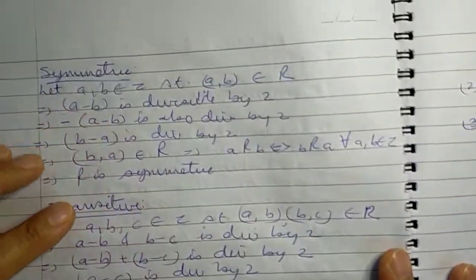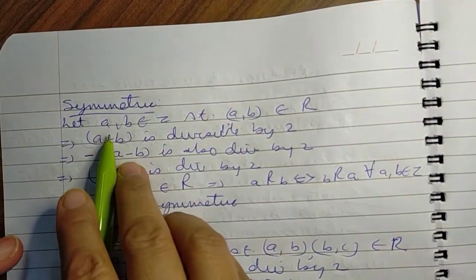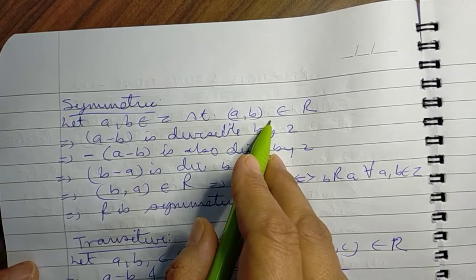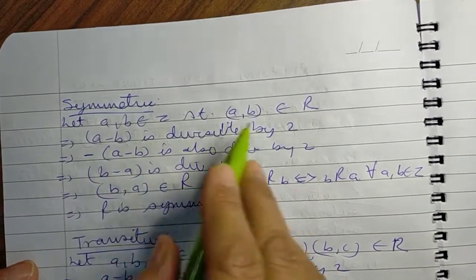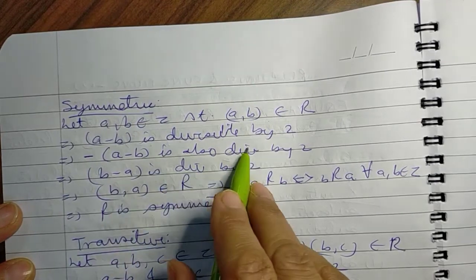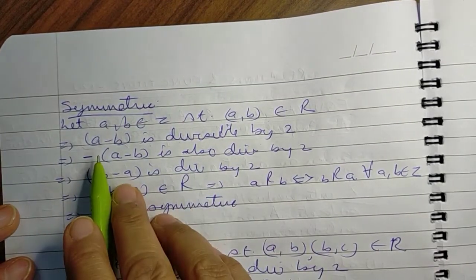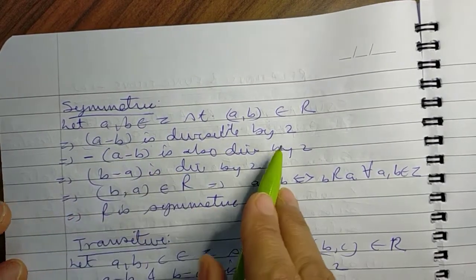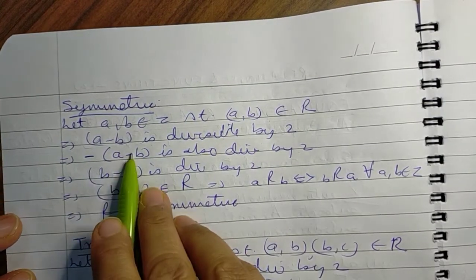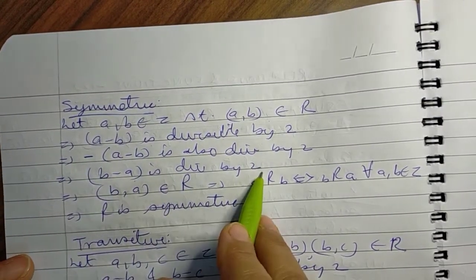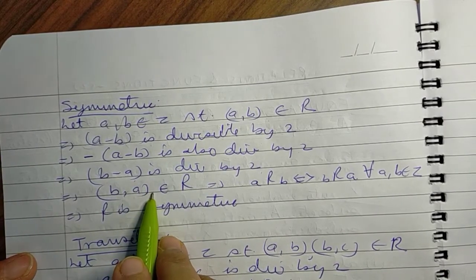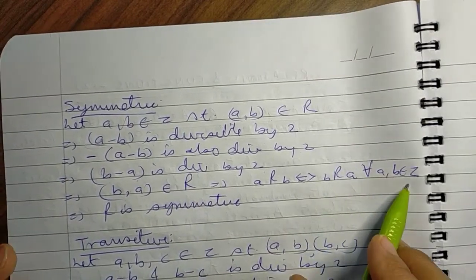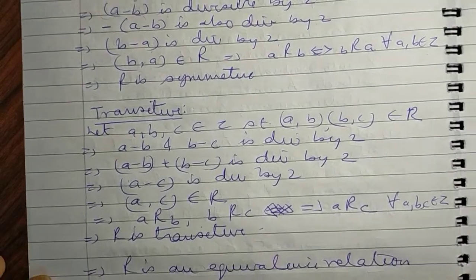Let us consider the next property, that is symmetric. For that, let us consider a, b belonging to Z such that a is related to b. So clearly by the definition of R, we have a minus b is divisible by 2. Since these numbers are integers, the negative of this number will also be divisible by 2. But the negative of this number is b minus a, which is divisible by 2, which gives us b is related to a. That is, a related to b implies and is implied by b related to a for all a, b belonging to Z, and so R is symmetric.